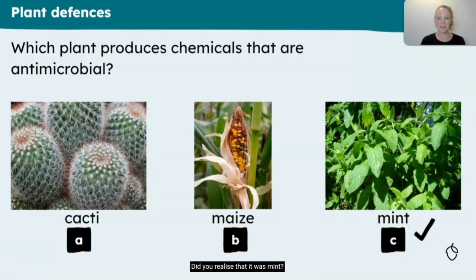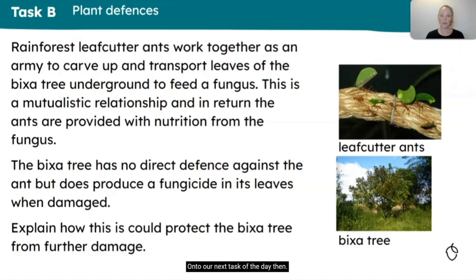Did you realise that it was mint? Excellent, well done. On to our next task of the day then. This one is task B. You can record this on your worksheet, so please do get that out now.